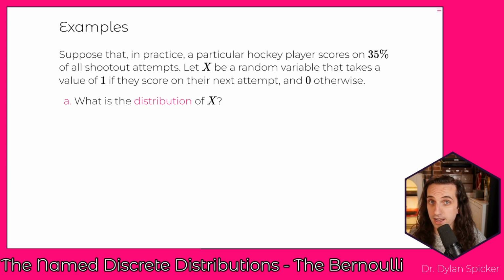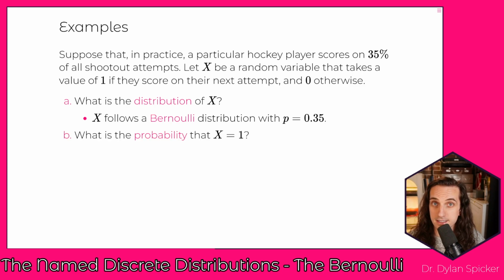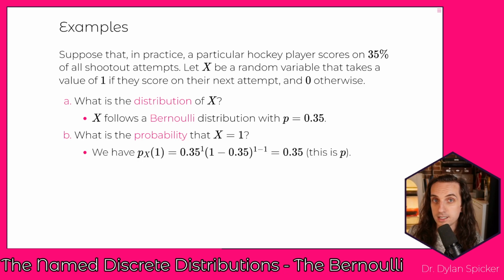So what's the distribution of x? Well, x follows a Bernoulli distribution, and here p is going to be the probability that they succeed, which is 0.35. What's the probability that x is equal to 1? Well, immediately, we can already just say this, right? We know there's a 35% chance that they score, but we could also turn to the probability mass function, right? So we need to plug 1 in there. We get 0.35 to the power of 1 times 1 minus 0.35 to the power of 1 minus 1, which is just 0.35, right? Because then we get 1 minus 0.35 to the power of 0, so that gives us a 1, and all of that cancels down.